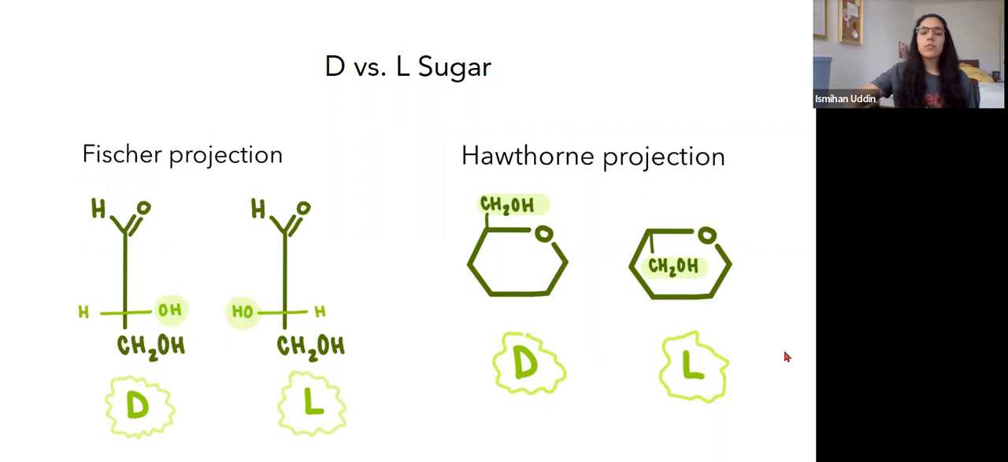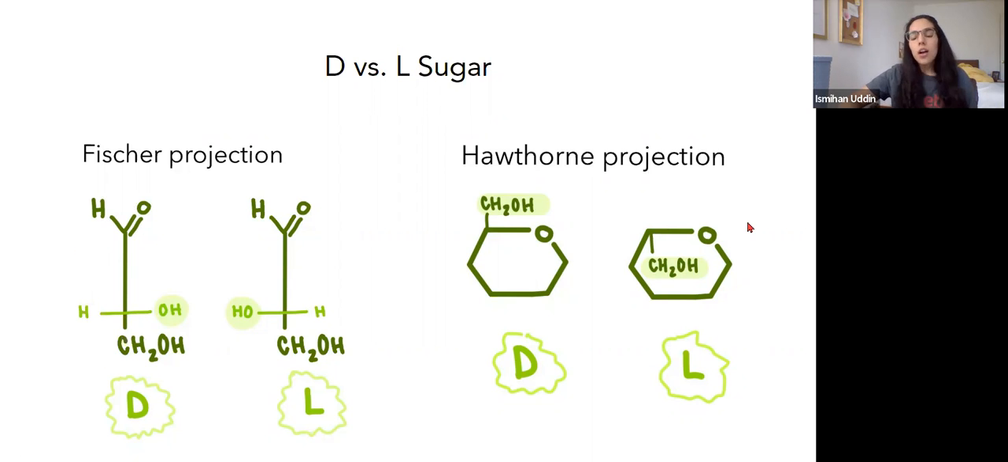The first classification of sugars is D versus L. We have two types of projections that sugars can come in, Fischer and Haworth. With Fischer projections, to determine whether it's a D or L sugar, you look at the chiral center farthest from the carbonyl group. If the hydroxyl group is on the right side, it's a D sugar, and if the hydroxyl group is on the left side, it's an L sugar. Again, it's the farthest chiral center from the carbonyl. In Fischer projections, you typically have a lot of H and hydroxyl groups, so you look at the farthest one.